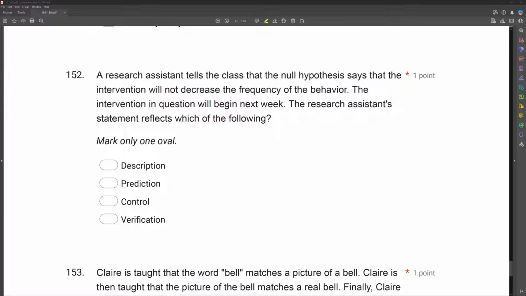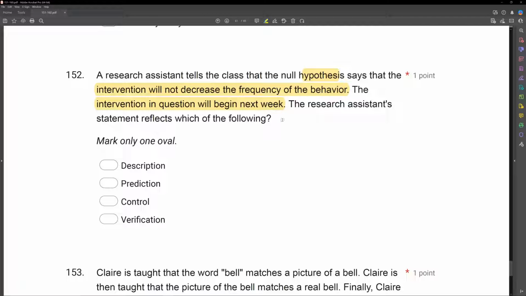Remember, we want to do all our work up front. Well, she says that her hypothesis is that the intervention will not decrease the frequency of the behavior. And we know the intervention she's talking about is going to begin next week. Therefore, this intervention hasn't actually taken place, but she has a hypothesis. So what is she saying, or what does the statement reflect? A, description. A description, you're just describing the phenomenon, right? We're describing what we see, we're describing a behavior, we're describing the phenomenon, essentially.